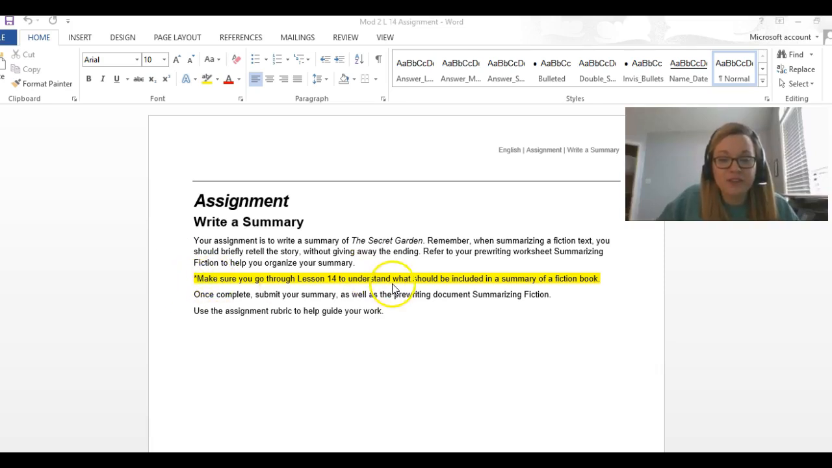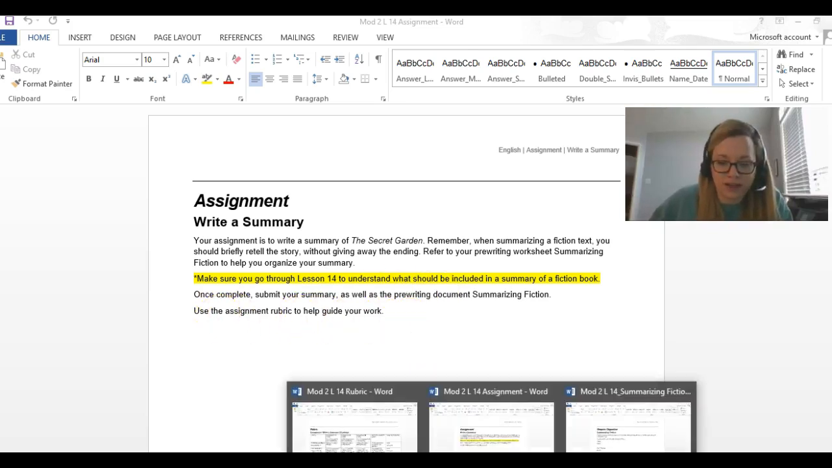So make sure you go through lesson 14. It has a lot of really good information about what should be in a summary. And if you're still confused after you go through that, then we can talk. But if you haven't even gone through that, please do that first because it's got a lot of really good stuff in it. Once you complete, you'll submit your summary and your planning document, okay? And then use the rubric.